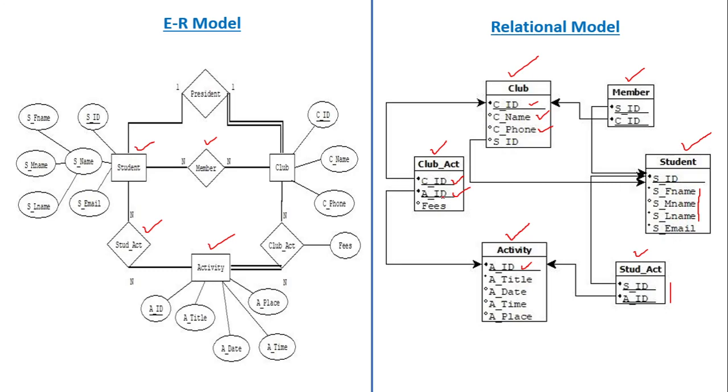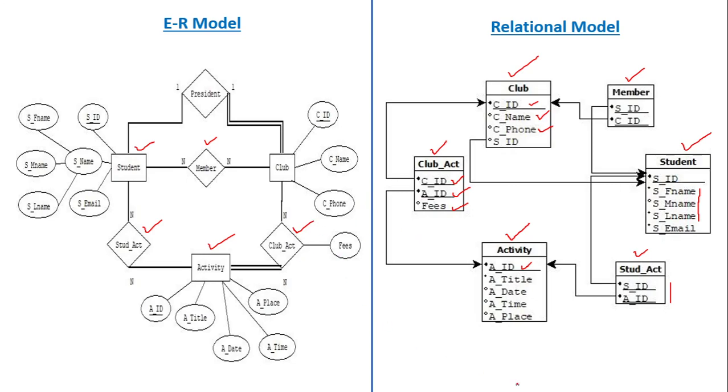So the primary key of the club act relation is the composite primary key CID, AID. And as we have a descriptive attribute for this relationship set club act, we need to add this attribute in the respective relation club act. So fees would be the third attribute in the club act relation. So we are done with club act.